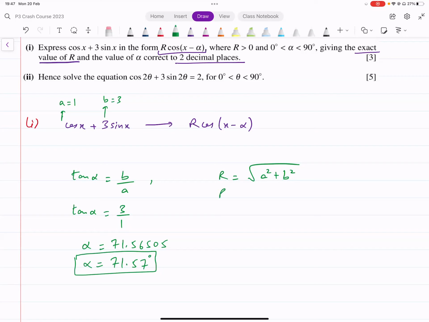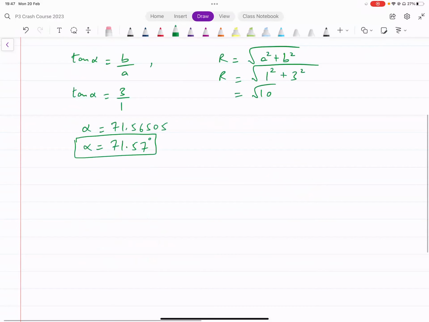Now, what about r? For that, you just say square root of a square plus b square. That's 1 square plus 3 square, and that's going to be square root of 10. You don't write the decimal value for this. They want an exact value. Now you have to express it in that form. What was that form? R cos of x minus alpha.